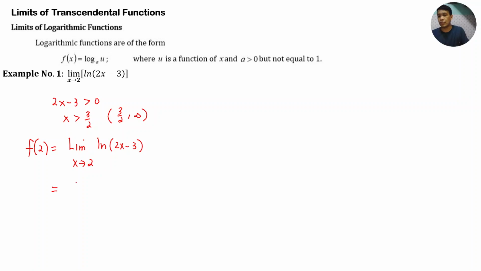So substituting 2, we have ln of 2 times 2 minus 4, minus 3. And 2 times 2 is equal to 4, so that gives us ln 4 minus 3. And 4 minus 3 is equal to 1, then ln of 1. So since ln of 1 is 0, then we have limit of ln of 2x minus 3 as x approaches 2 is equal to 0.